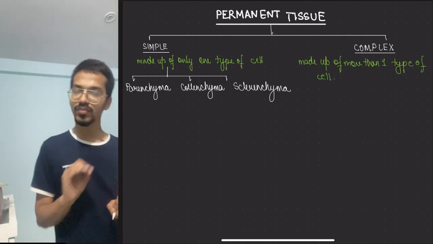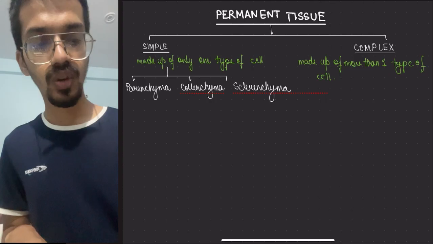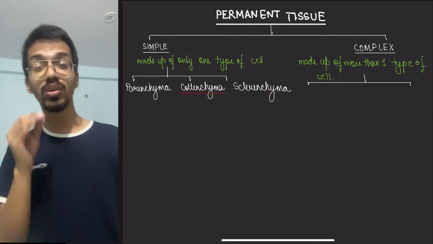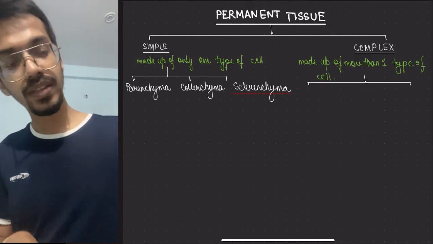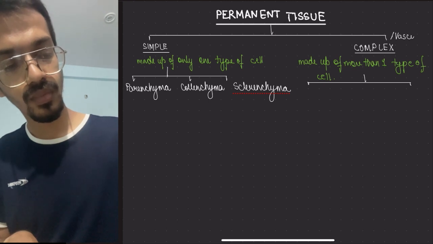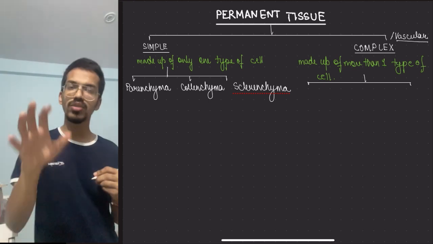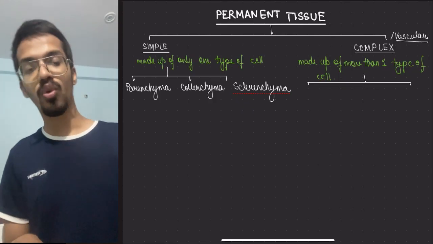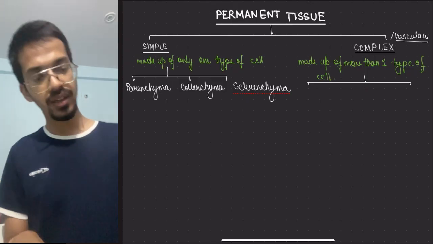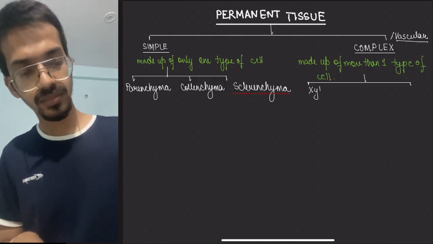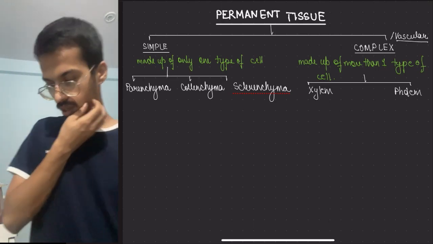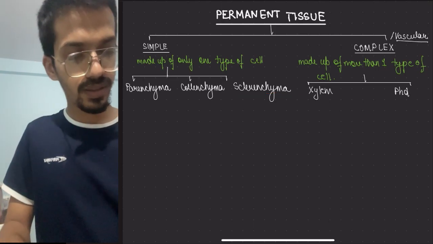And the complex tissue is of two types, broadly classified as vascular tissue, or it could also be called vascular tissue. That is xylem and phloem. Spelling mistake, phloem.